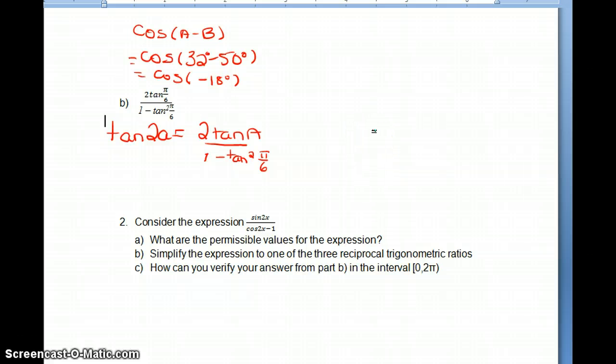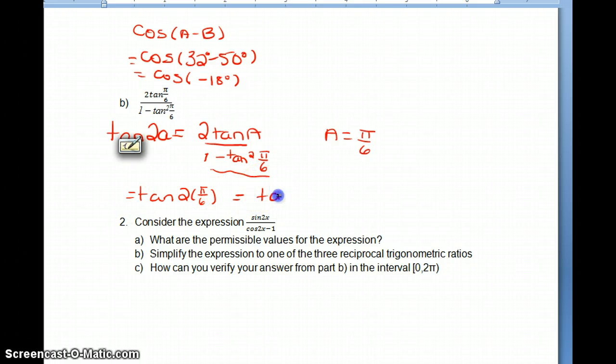Alright, so from there, let's fill in our values. Comparing the right-hand side, we can say that A is equal to pi over 6. So now using the left-hand side, we can say that tan of 2 times pi over 6 is equal to tan of 2 pi over 6, or we can just write that as pi over 3. Okay, so there we go. B is now rewritten as one single trigonometric function. It turns something that looks really crazy into something that looks a whole lot nicer.